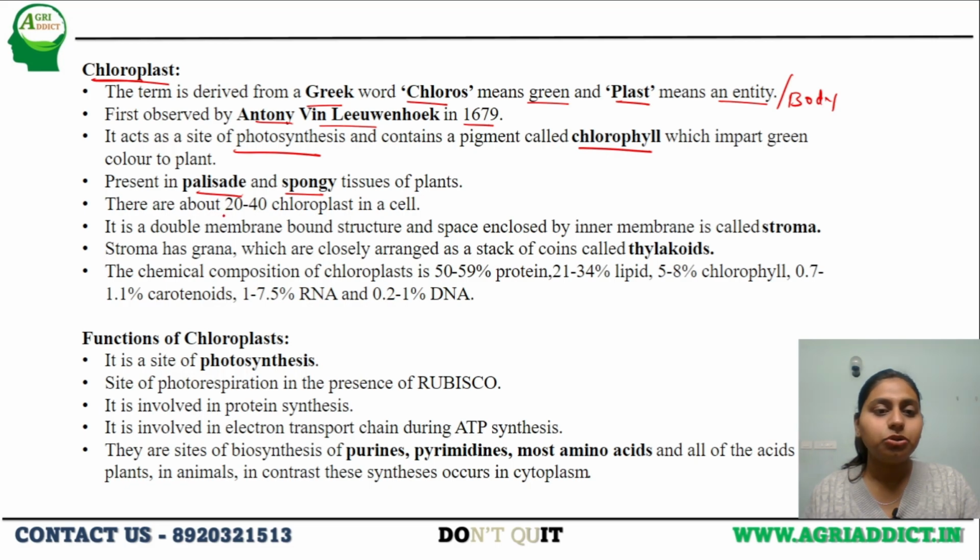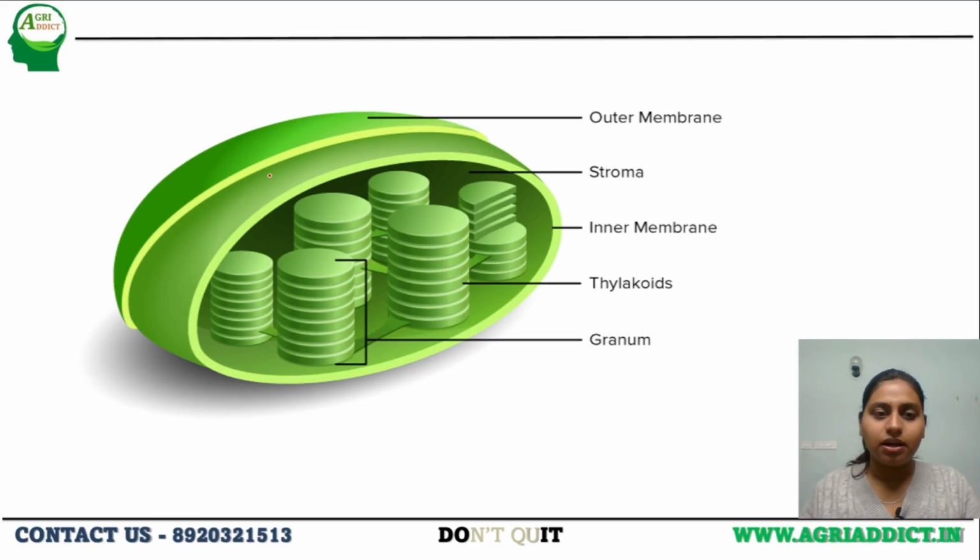There are about 20 to 40 chloroplasts per cell, and the chloroplast is a double membrane bound structure where the inner membrane encloses an empty space called the stroma. Here you can see the overall structure of the chloroplast, where this is the outer membrane and this is the inner membrane. Inside this inner membrane, the empty space is called the stroma. It is the place where the dark reaction of photosynthesis takes place.